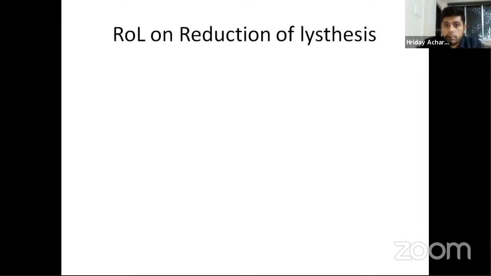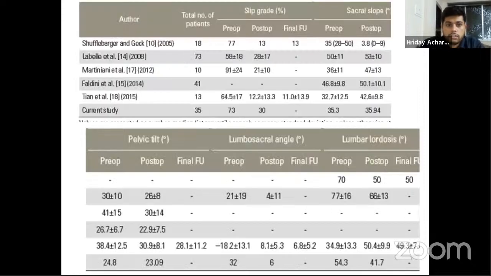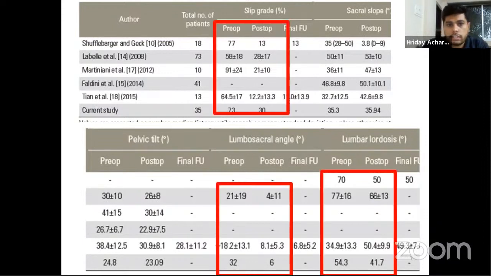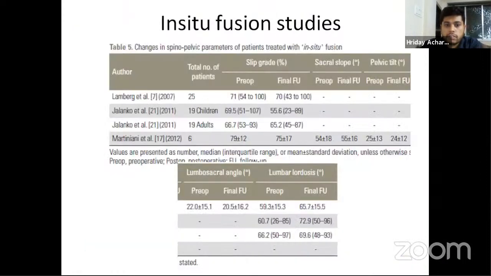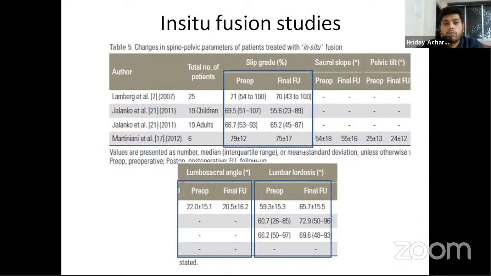Those studies which favor reduction are a few of these. In all of these studies, we see something in common: all of them had a significant difference in the slip angle because all of them did a reduction. Also, since they reduced, the lumbosacral angle changed in all of those, and the lumbar lordosis changed. However, in these studies as well, the pelvic tilt and the sacral slope did not change significantly. When in situ fusion studies were taken into consideration, the same results were found, except that the slip angle did not change because all of those were fused in situ.